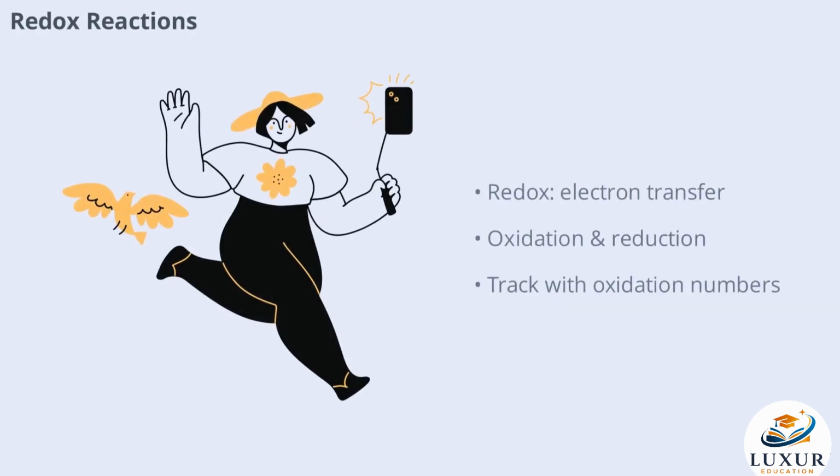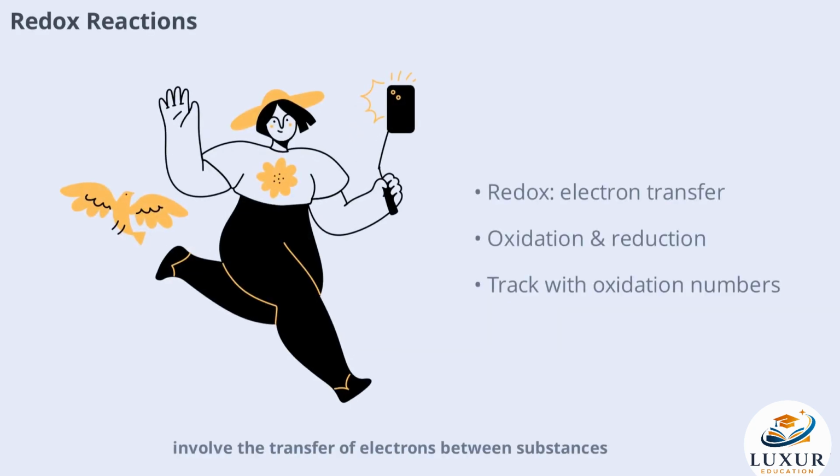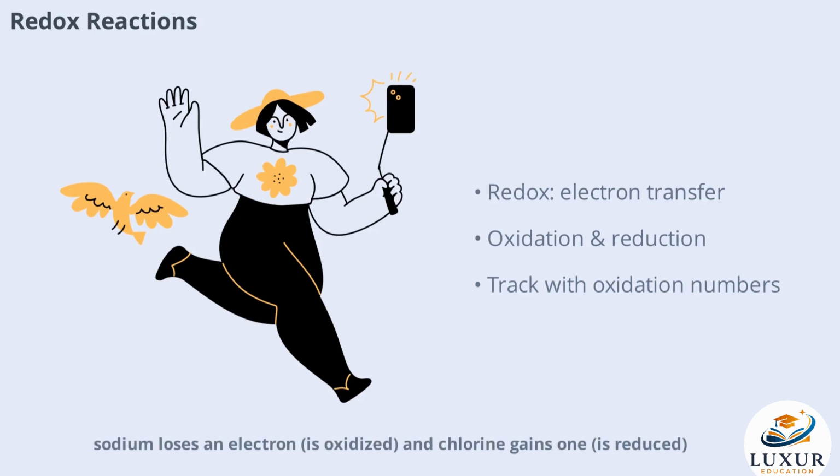Redox, or reduction oxidation, reactions involve the transfer of electrons between substances. When sodium reacts with chlorine to form sodium chloride, sodium loses an electron, is oxidized, and chlorine gains one, is reduced. Redox reactions are everywhere, from batteries to metabolism.